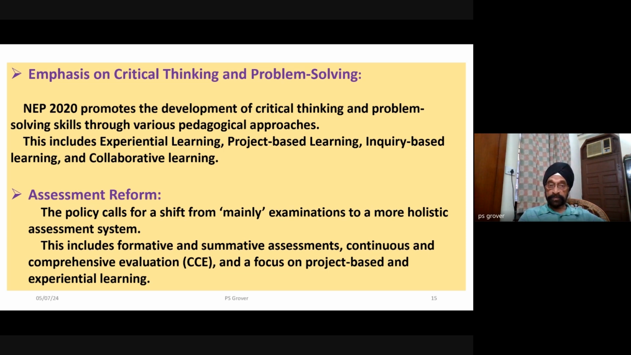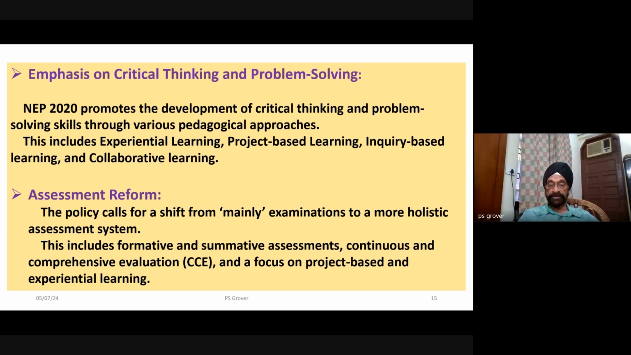Then NEP says reassess your method of examination. The policy calls for a shift from mainly examination to a more holistic assessment system. Holistic assessment system says you include formative and summative assessment, continuous comprehensive evaluation, learning, focus on project-based and experiential learning. Now, please see here, why should it be so? So that students acquire the employability skills.